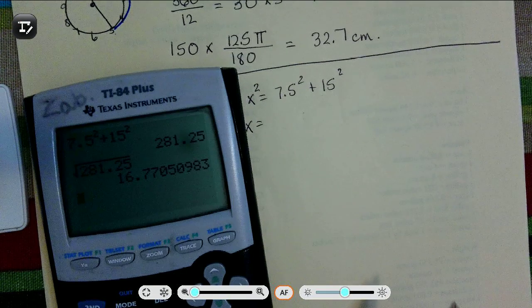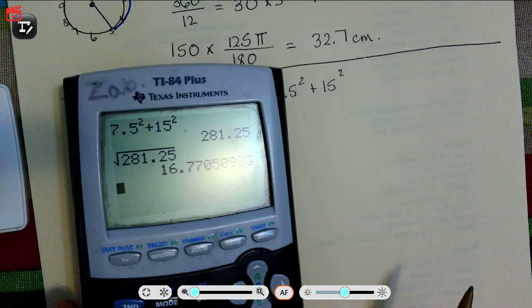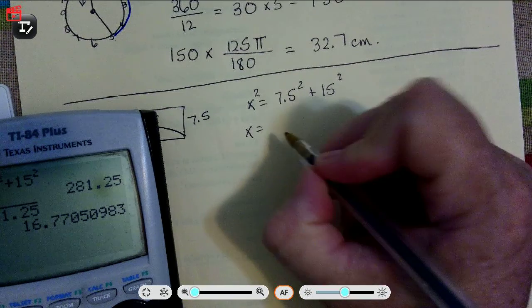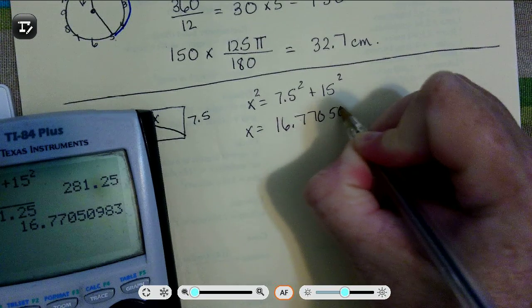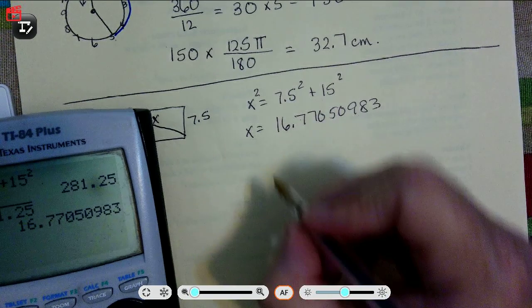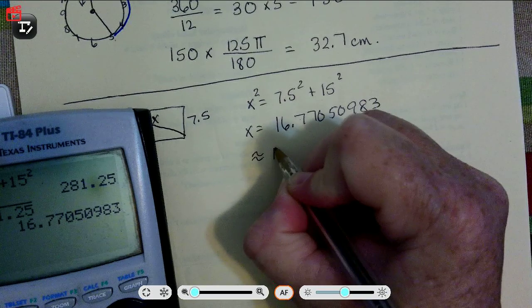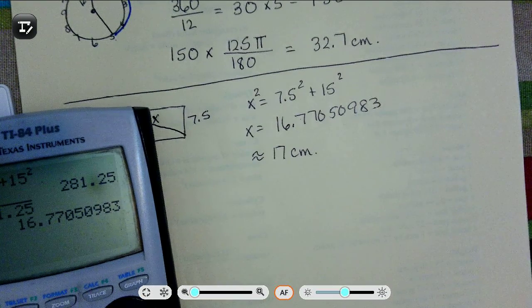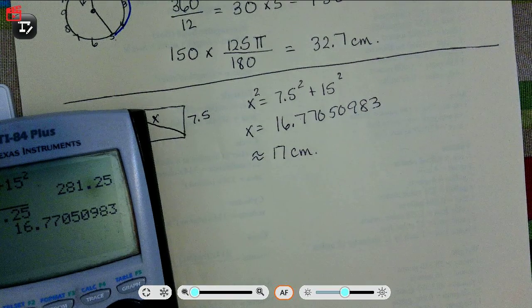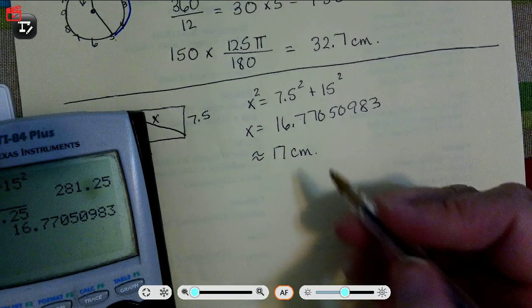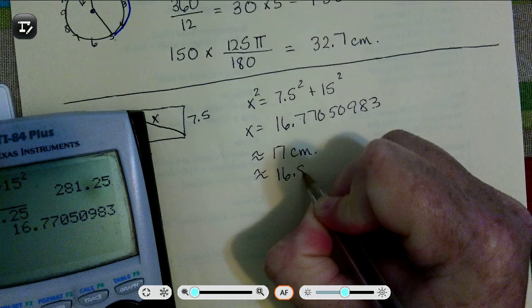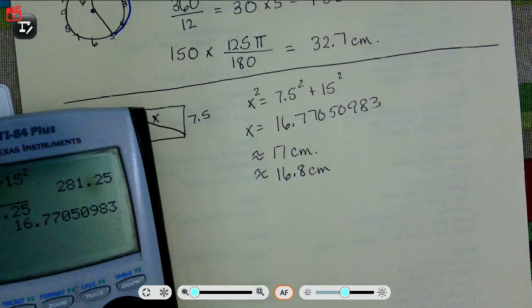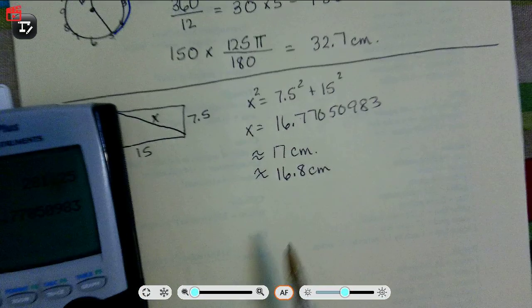And so your answer, it says to round it to the nearest centimeter. So in this particular case, since I'm coming out to 16.70983, it's going to be approximately 17 centimeters if you round it to the nearest. If you were to round this to 3 significant figures, then it would be 16.8 centimeters. And so these would kind of be the answers that they have.